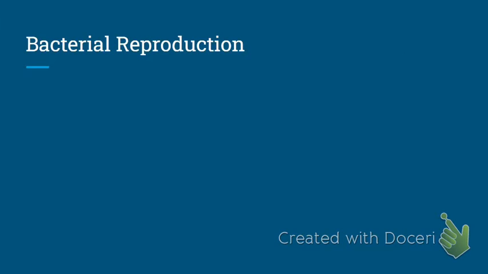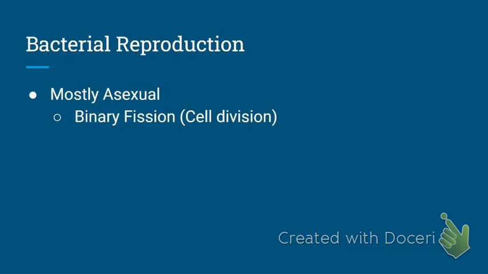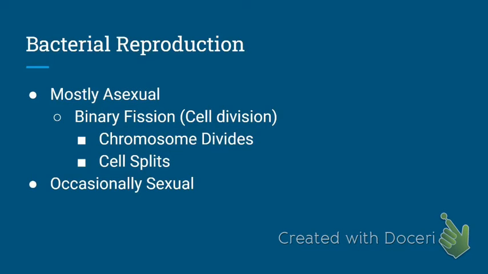Now, bacterial reproduction. How do bacteria reproduce? Most of them reproduce asexually. And what I mean by that is they just simply copy their genetic material, the nucleoid, and they just split in half. It's called binary fission, and it's very fast. So the chromosomes divide, the cell splits, and you have more bacteria.